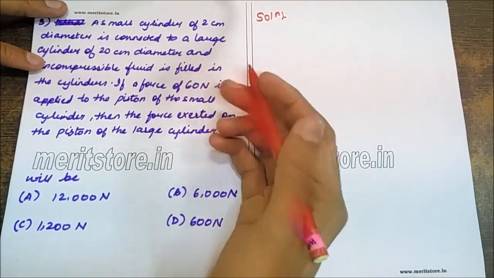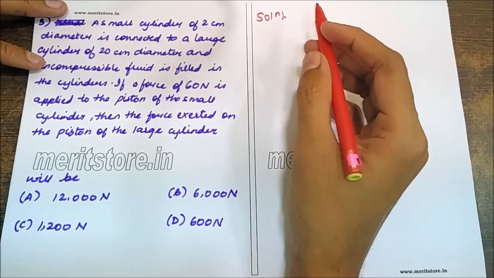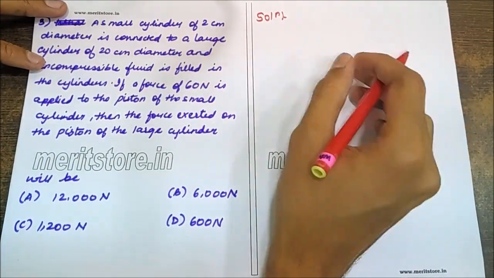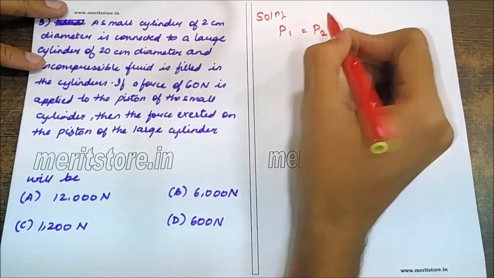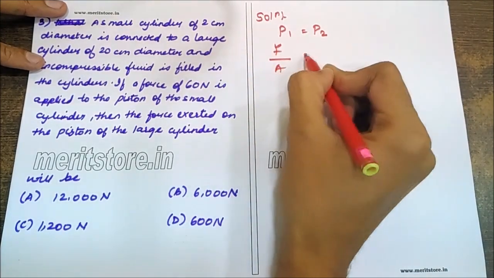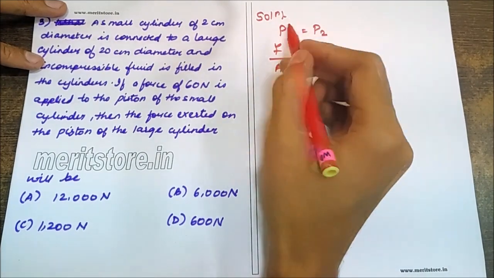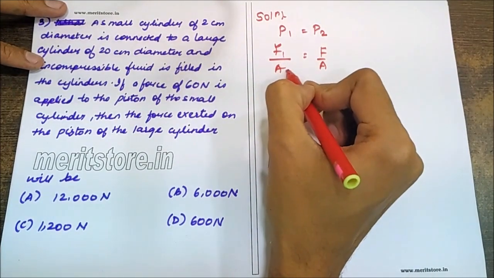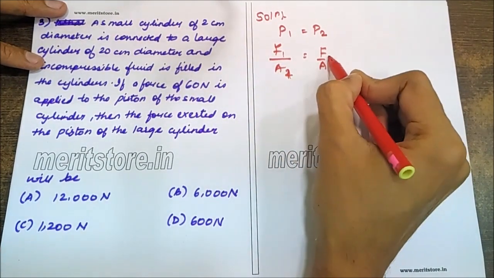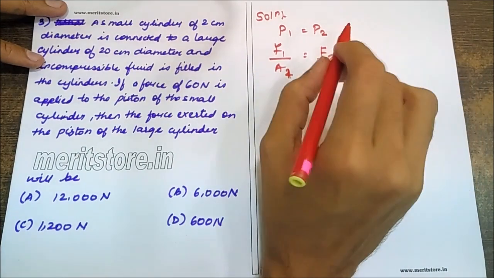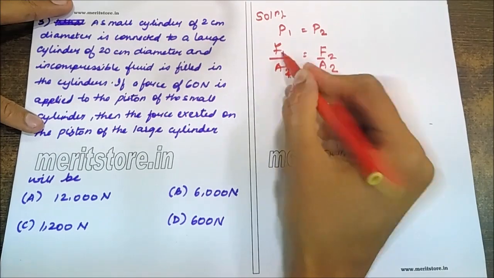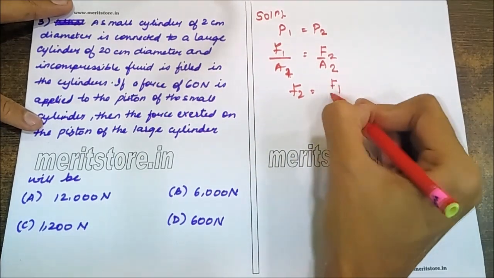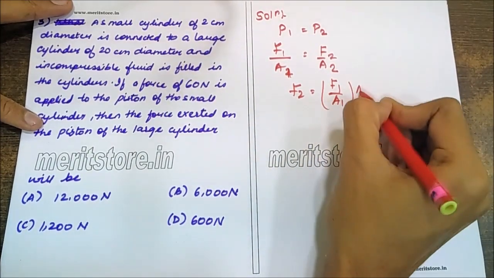So we have Pascal's law. According to Pascal's law, the pressure of the fluid is transmitted equally in all directions. So the pressure in the first fluid is equal to the pressure in the second. Pressure is force upon area, so that is F upon A for both of them. So F1 upon A1 will be F2 upon A2. We need to find the force exerted on the second cylinder, so we have F2. The equation in terms of F2 becomes F1 upon A1 into A2.